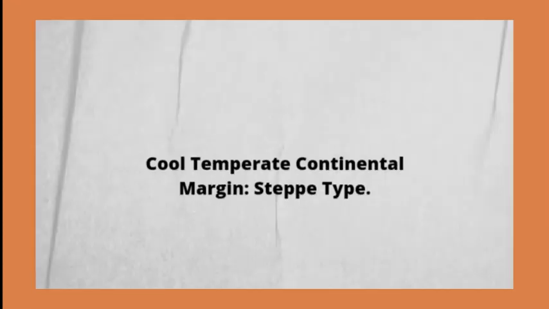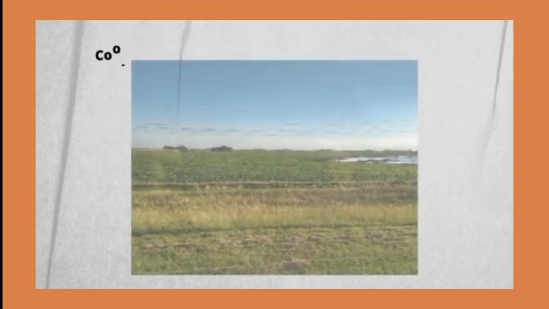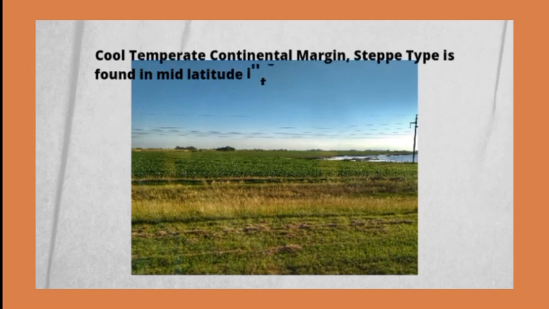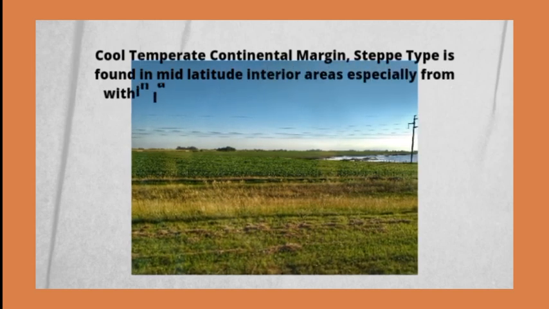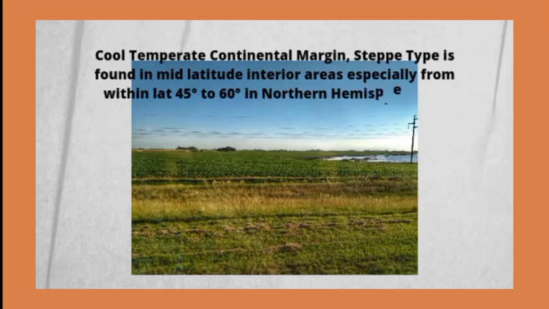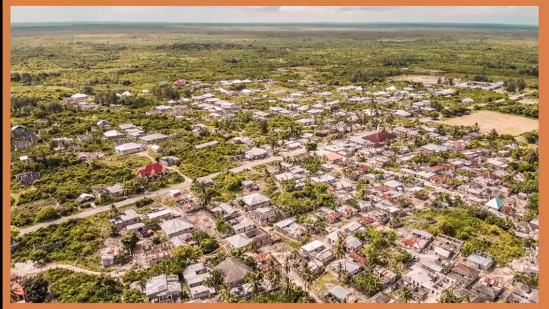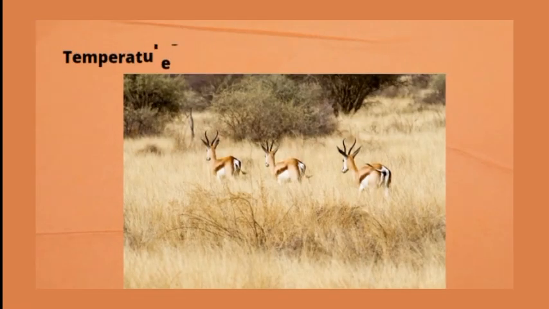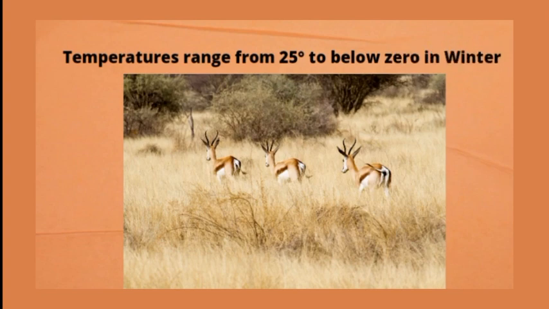Then the second variant of cool temperate climate is the continental type, which is found around latitude 35 degrees to 60 degrees in the interior of Eurasia and American area, like in southeast Canada, north central and midwestern United States, central and eastern Europe, and western former Soviet Republic. Its seasons are 4 seasons. Temperature varies from 18 degrees to 2 degrees Celsius in winter.